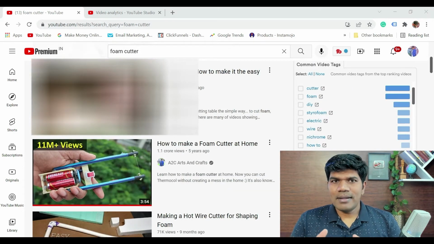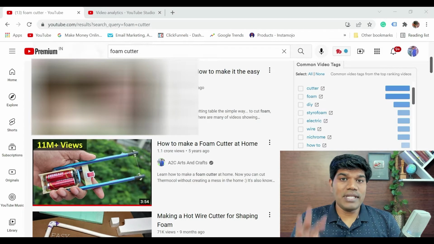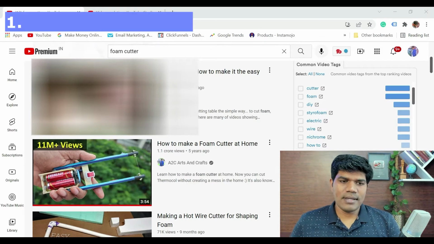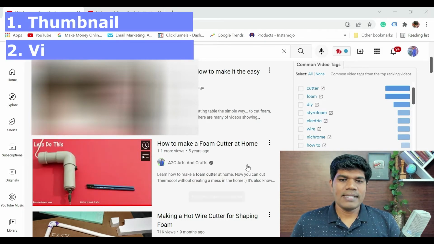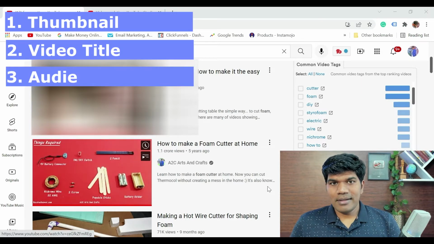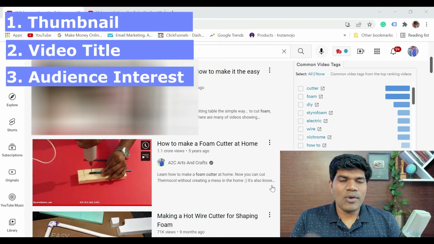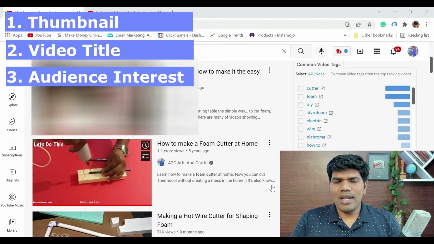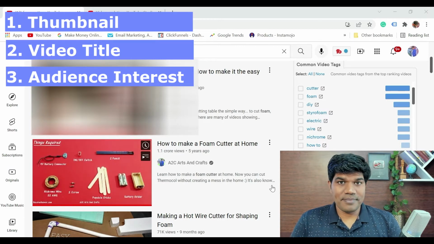In the beginning, CTR is dependent on 3 most important factors. One is the thumbnail that you have created. Second is the video title. Third and the most important is your audience interest. Now why am I actually saying audience interest?